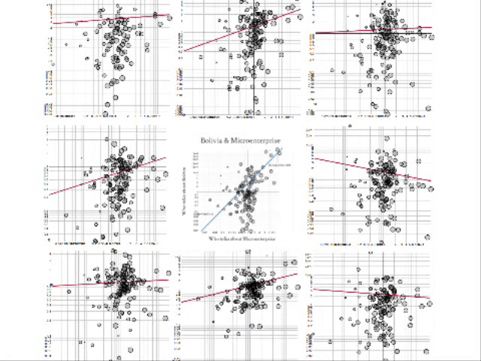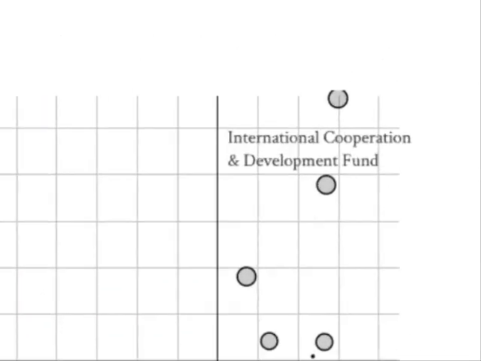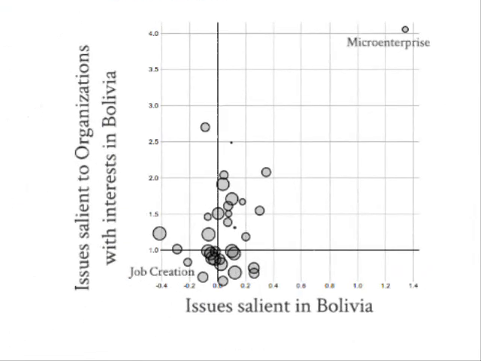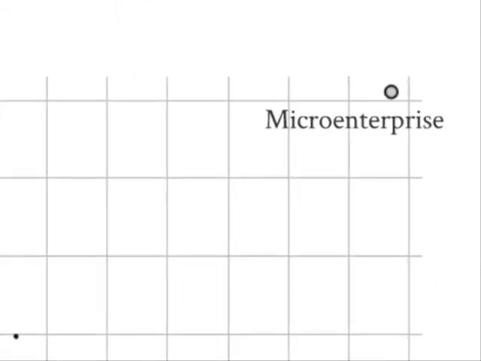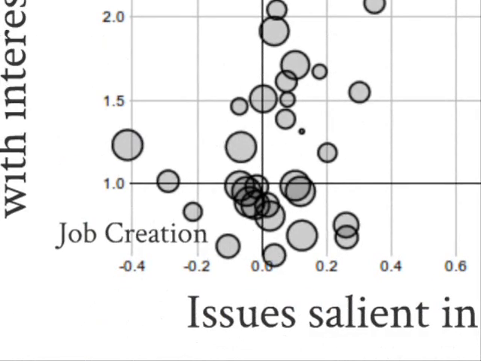With the Aid Explorer, you can relate any aid organization or development issue with a country, and see at a glance whether the agencies that care about the country also care about the issues that the country cares about. Good job, International Cooperation and Development Fund. You can aggregate the information over all of Bolivia's issues. For Bolivia, microenterprise is one example that works. The organizations that care about Bolivia also care about microenterprise. But apparently, nobody is focused on creating jobs in Bolivia.